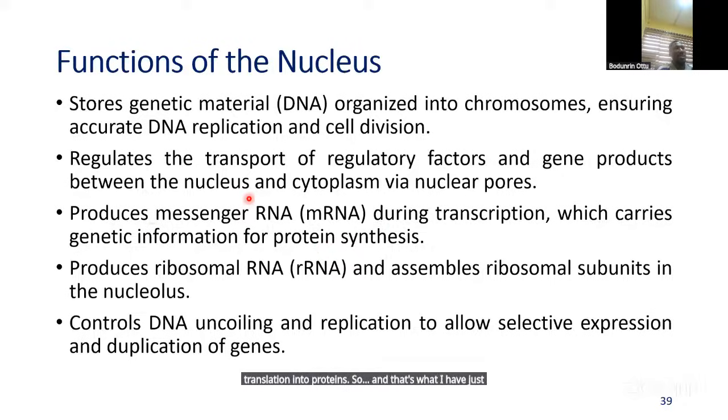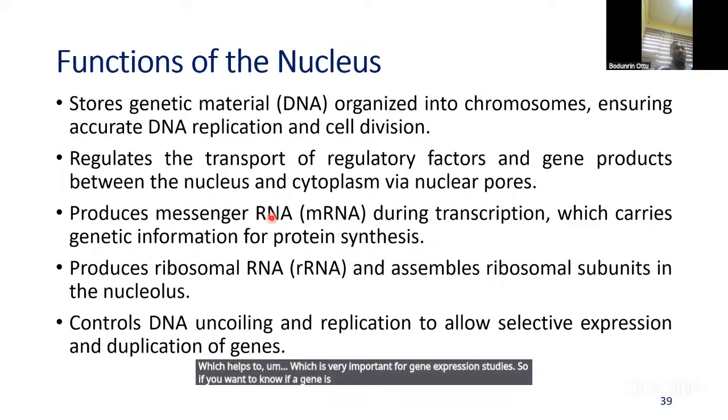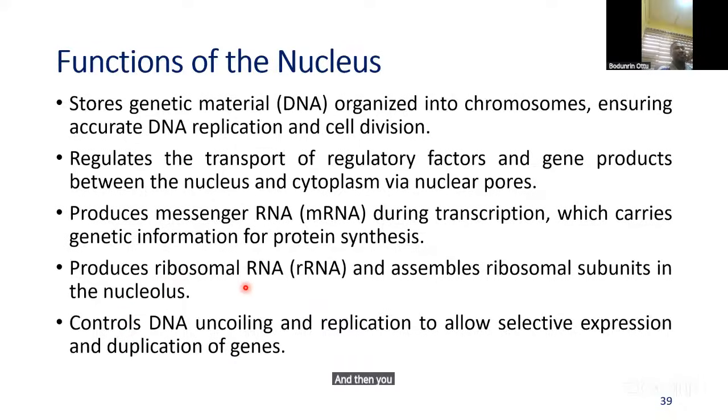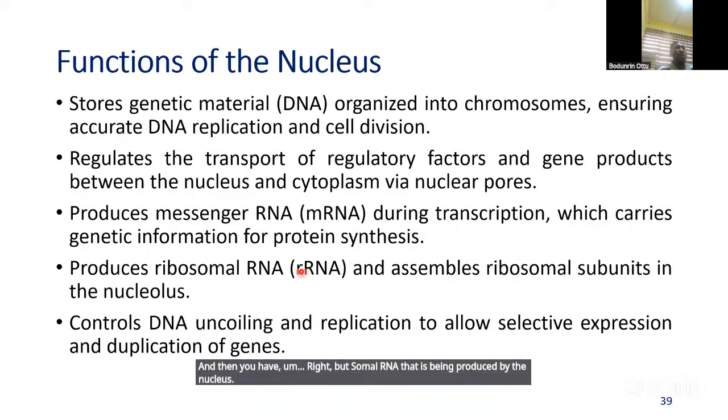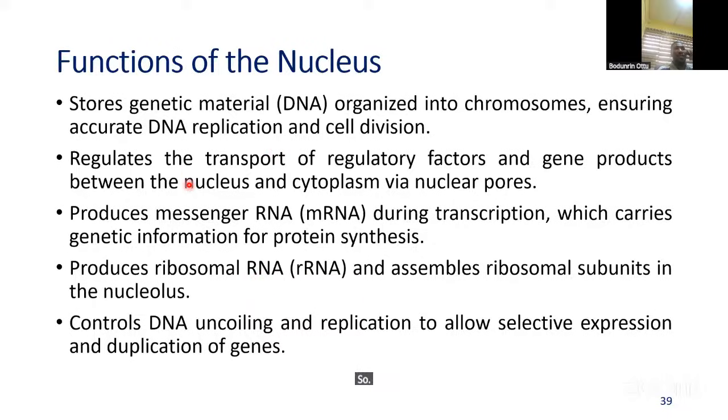So the nucleus is also important for the production of mRNA, which is very important for gene expression studies. If you want to know if a gene is expressed or not, what we are interested in is mRNA, because then the DNA has been transcribed to mRNA. And then you have ribosomal RNA that is also produced by the nucleus. So it's still a function of the nucleus.